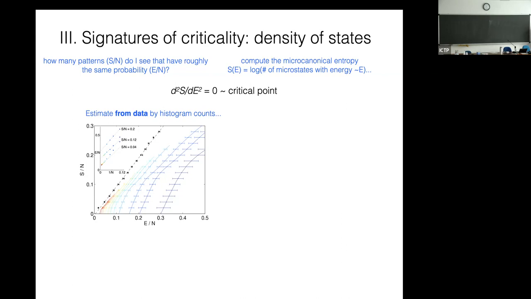But here, if this is a line, the line has a zero second derivative everywhere. So it's kind of a very weird system, right? It's not like a critical point that corresponds to a particular E, right? The whole thing is critical.